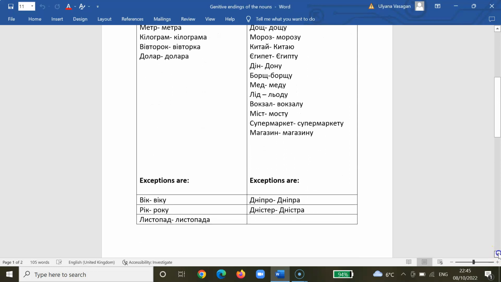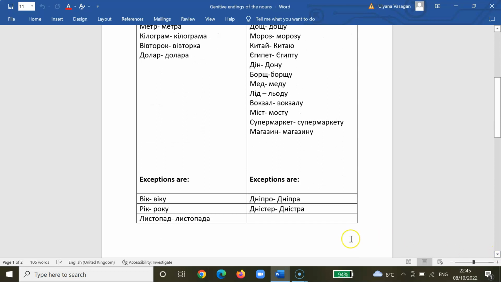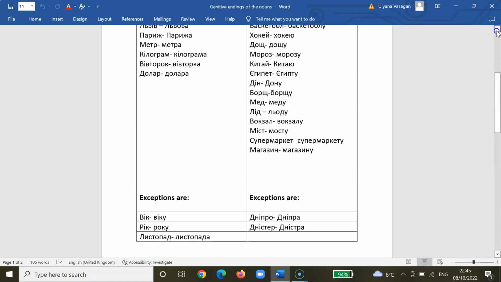But there are some exceptions. So, for example, вік, віку, рік, року, листопад, листопада. And rivers like Дніпро, Дніпра, Дністер, Дністра. So try to remember these exceptions for the genitive case.